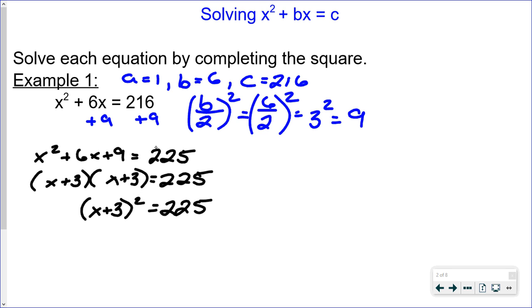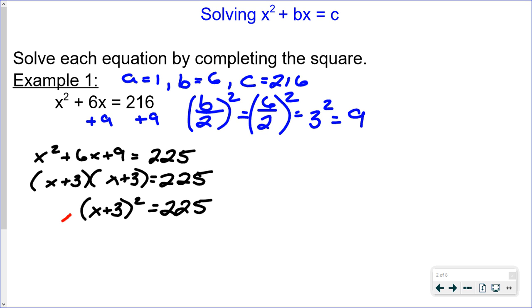X plus 3 times x plus 3 is the same thing as x plus 3 to the second power. When you're solving a quadratic by completing the square, you're always going to end up with this. So you're going to end up with a binomial to the second power equals some number. And now we're going to solve this for x. Remember, when we're solving a quadratic, we're looking for the value of x when the quadratic is set equal to 0. And those x values we find are actually the x-intercepts of the graph.